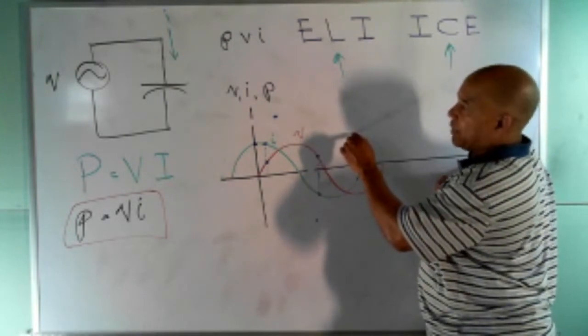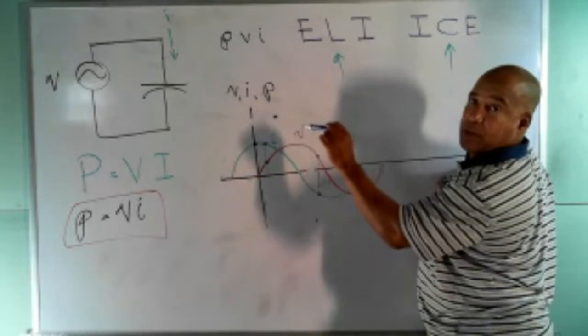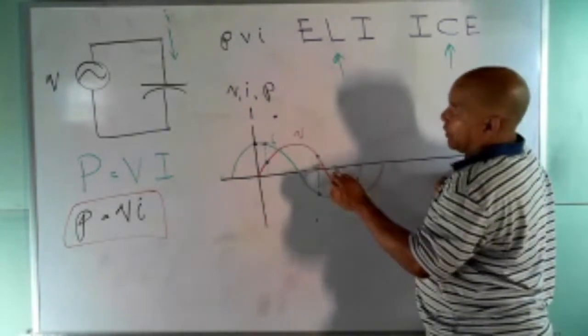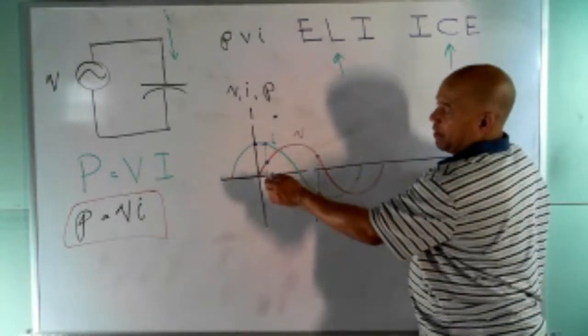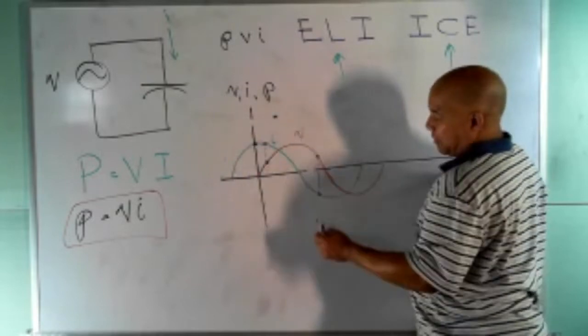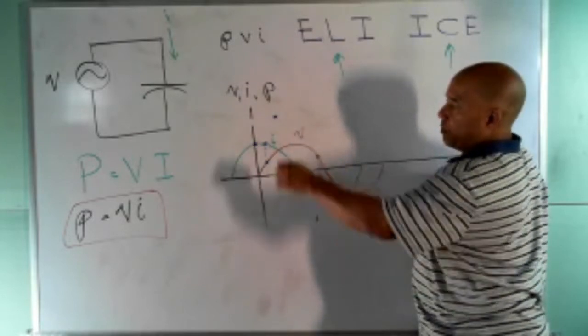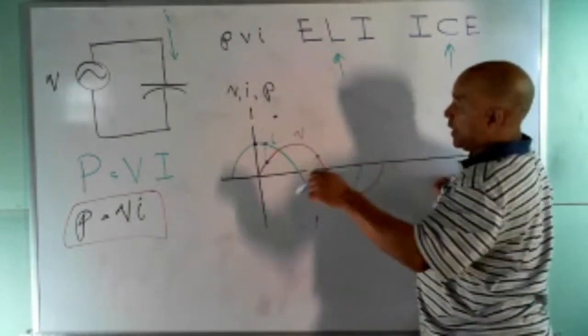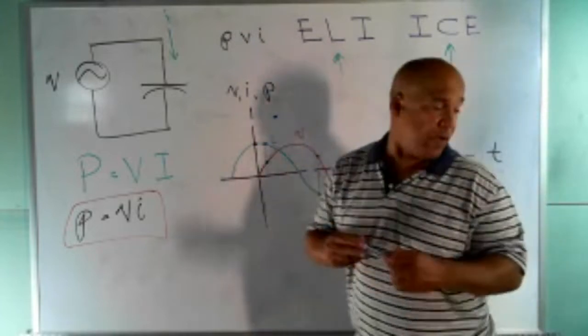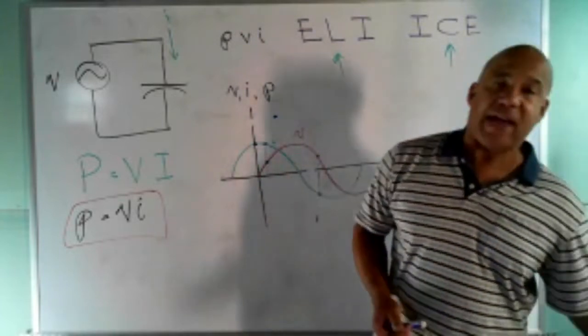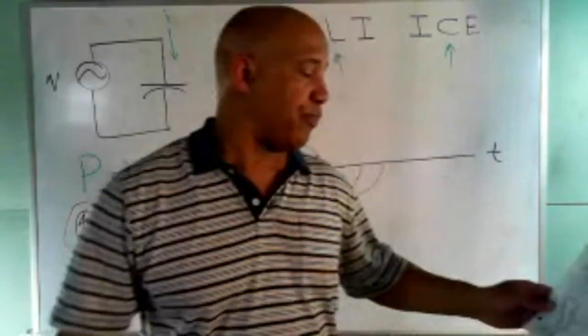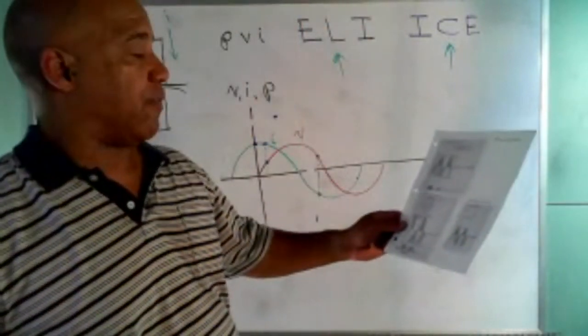So it looks like that when I have a reactive component, at least the capacitor here, then sometimes I have positive power, sometimes I have negative power. It goes back and forth between positive and negative power. And again, I'm not going to try to draw the power curve. You refer to the graph, and you can see what I'm talking about is true. Look at the power curve.